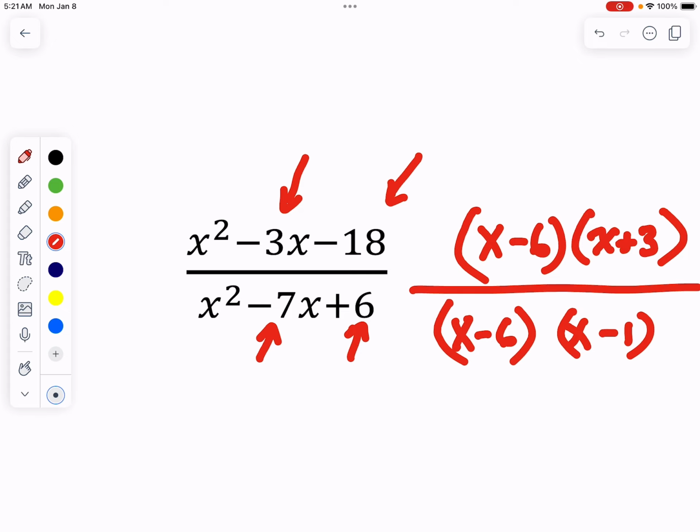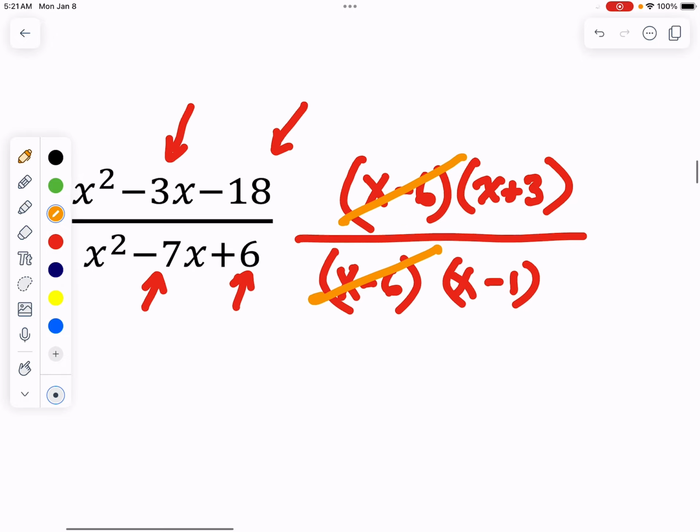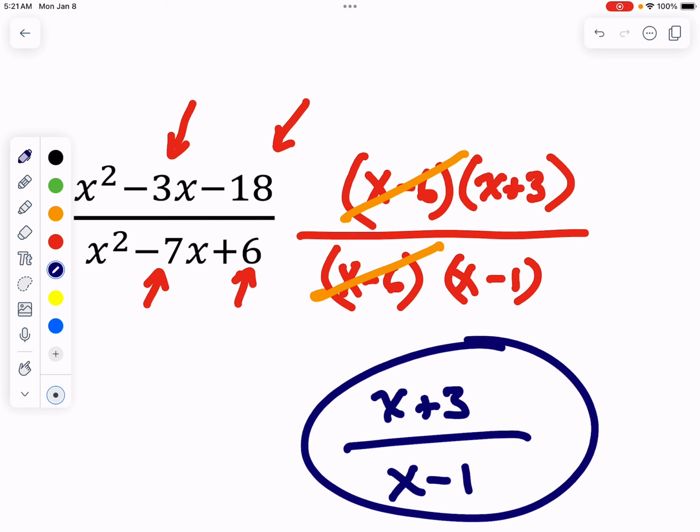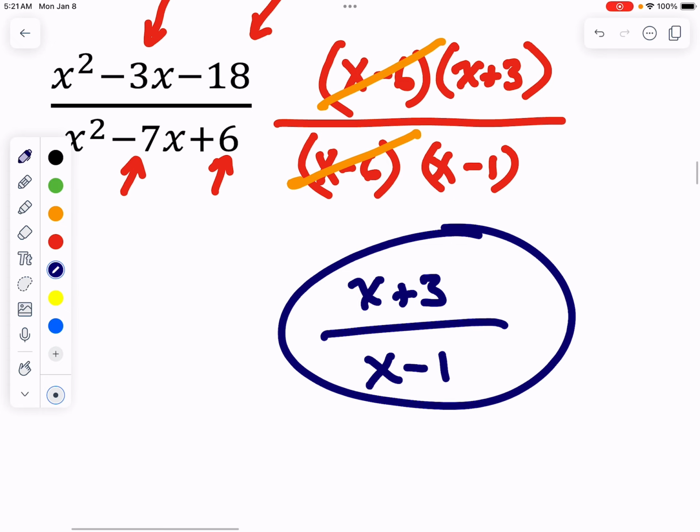Okay, now that it's factored, we can cross off the common factors. Because these are in parentheses, we call them factors, not terms. These are common factors. We cross those off. And what's left is your answer. It's tempting to try to cross off the x's at the end, but you cannot because they are terms, not factors. Don't cross off the x's here at the end. That's your answer.